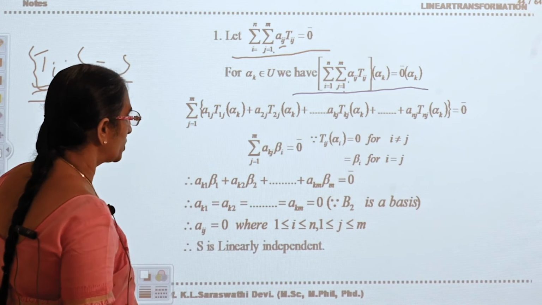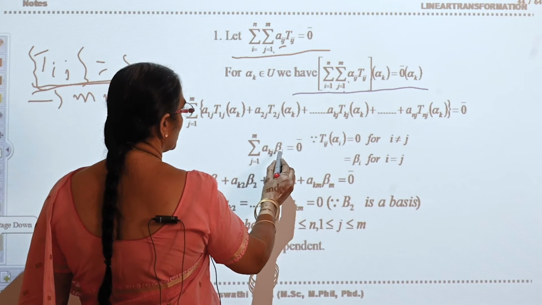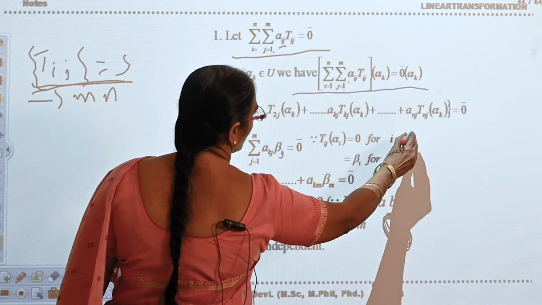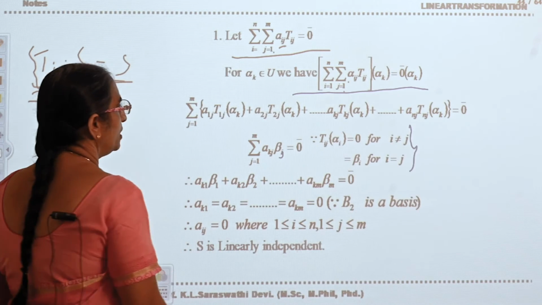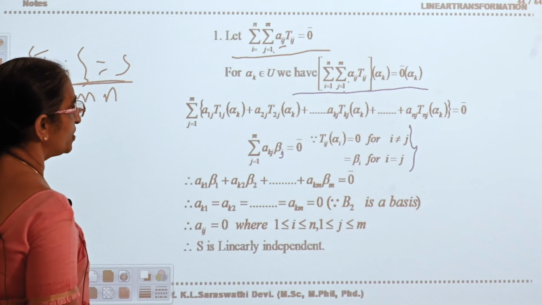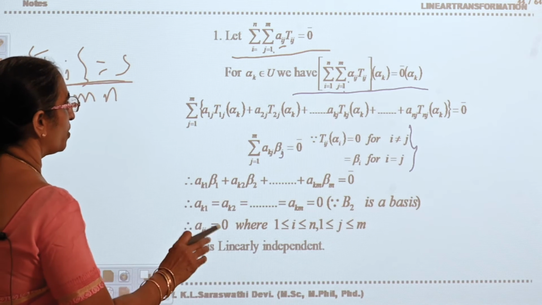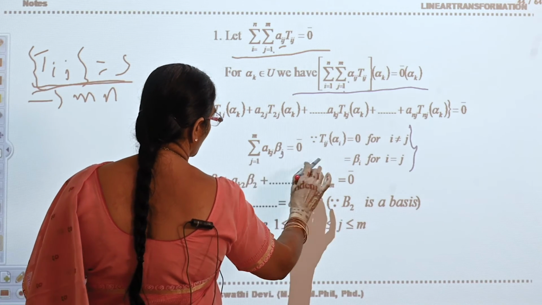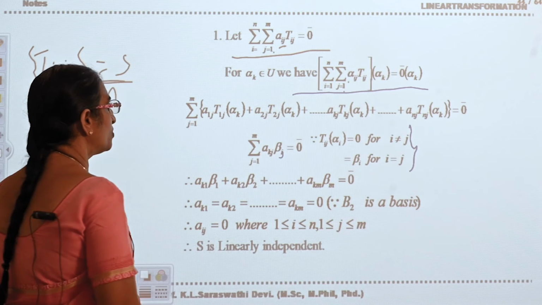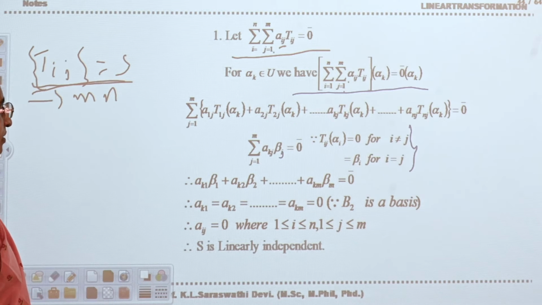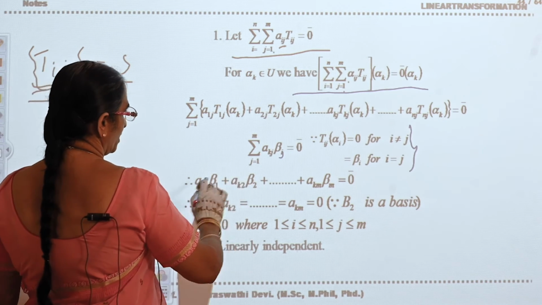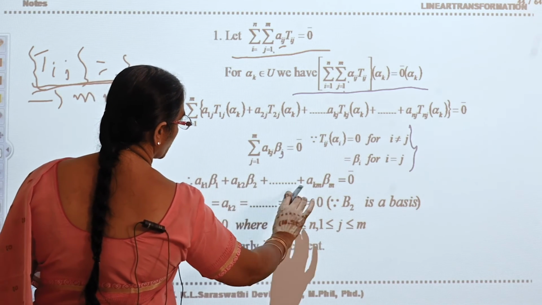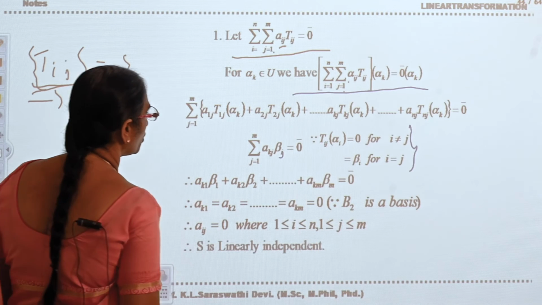This will be equal to Akj beta j. Akj beta j is equal to 0 bar according to this transformation. If i is not equal to j, everything will be 0. If i is equal to j only, this will exist. So if you take i equal to j, Akj beta j is equal to 0 will exist. Now if you apply it, j is equal to 1 to m, Ak1 beta 1 plus Ak2 beta 2 plus so on, Akm beta m is equal to 0 bar.